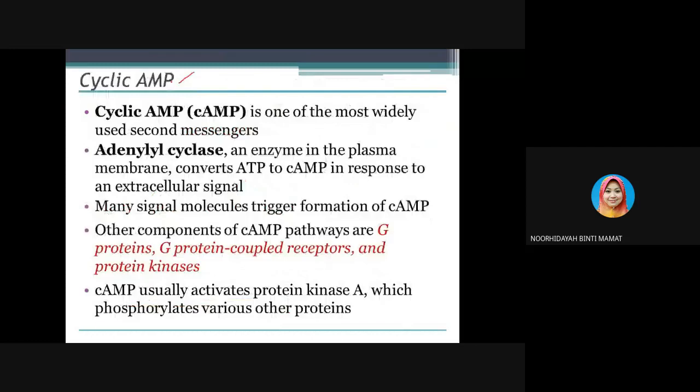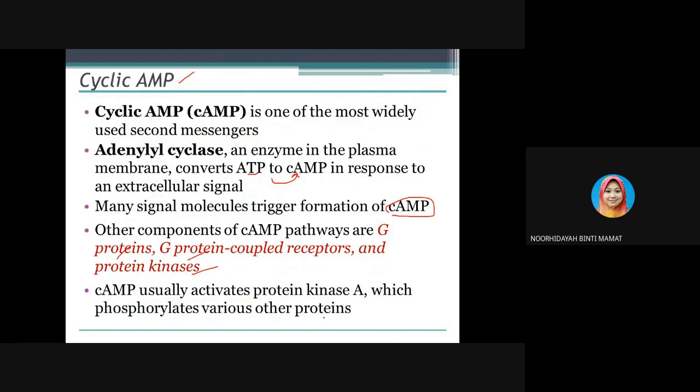So we go to the first one, the common second messenger. The first one is cyclic AMP. So cAMP is one of the most widely used second messengers. Adenylyl cyclase, which is an enzyme in the plasma membrane, converts ATP to cAMP in response to an extracellular signal. And many signal molecules will trigger the formation of cAMP. Other components of the cAMP pathway are the G protein. cAMP usually activates protein kinase A, which phosphorylates various other proteins.